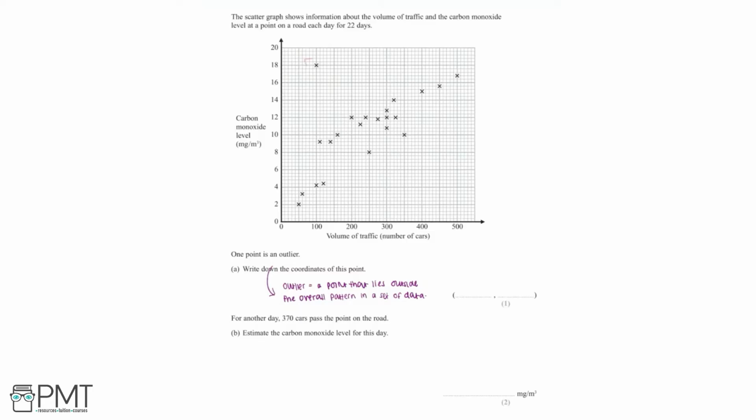So we need to write down the coordinates of this point, and reading off our graph, we can see that the coordinates of this outlier is 118.